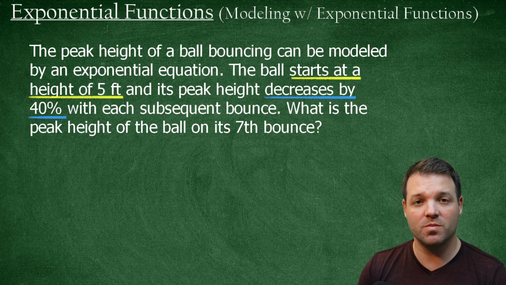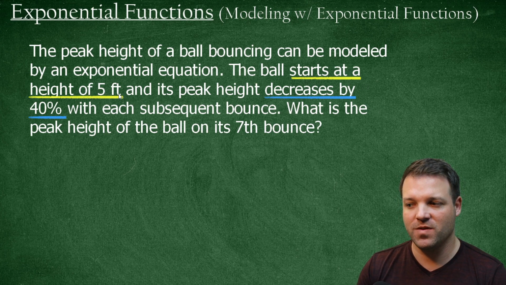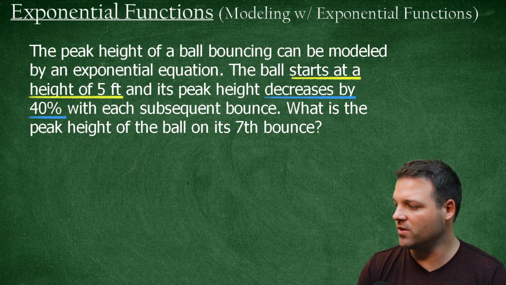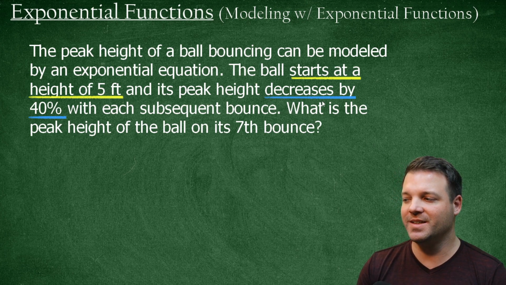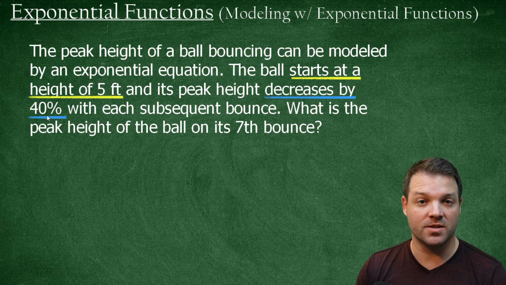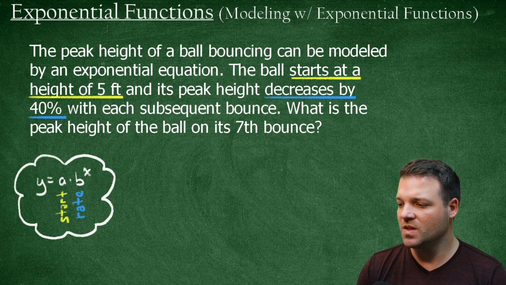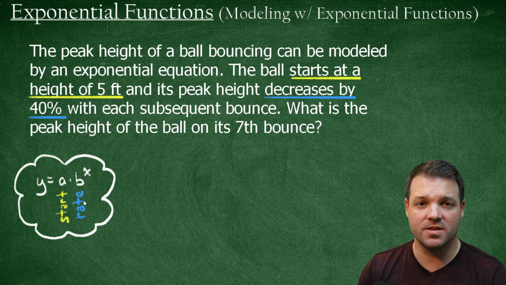So let's break this down. First of all, what are the important pieces of information? Well, it starts at a height of 5 feet. That's going to be our initial value. Also, it says that it decreases by 40%. So what does that mean our rate is going to be every single time? What are we going to multiply by every single time? All right, so let's just remind ourselves. We're going to use, obviously, y = a times b to the x, where a is going to stand for the starting point, and b is going to stand for the rate.